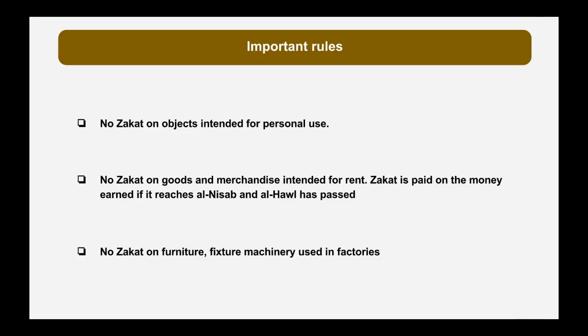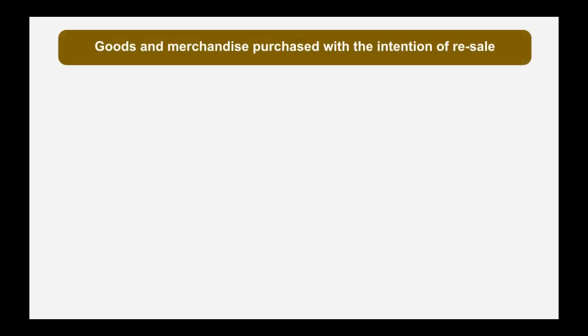In the next slide we will take a look at some examples of goods and merchandise purchased with the intention of resale. If a Muslim buys a piece of land or a car or a home or a property with the intention of reselling it, then a zakat will be obligatory on its current market value. And the following example shows us how to calculate the zakat on this kind of wealth.